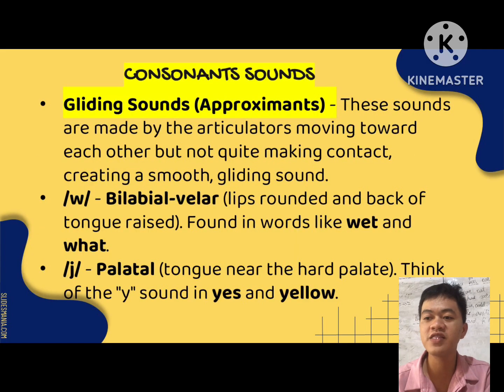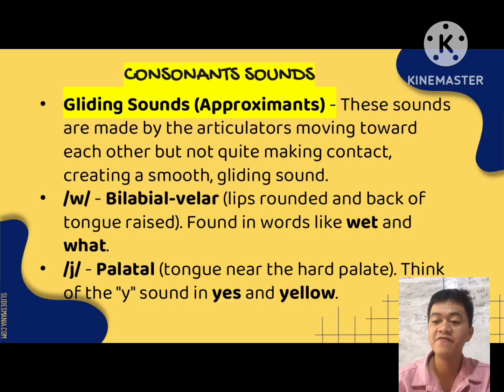Let's continue with the gliding sounds, or approximants. These sounds are made by the articulators moving toward each other but not quite making contact, creating a smooth gliding sound. For example, the letter W, which is pronounced like wah, wherein we use our bilabial-velar, with lips rounded and the back of the tongue raised, like wah. Found in words like wet and what.